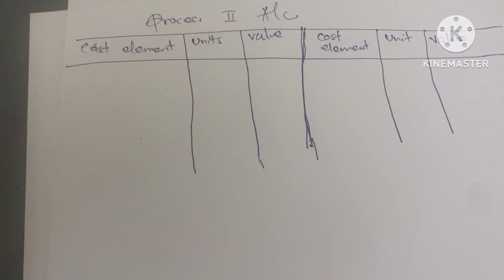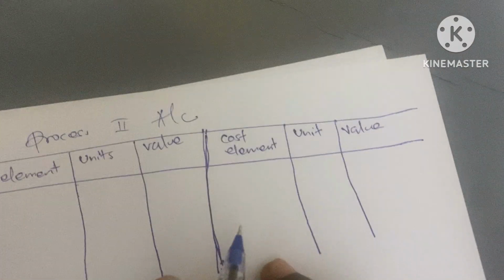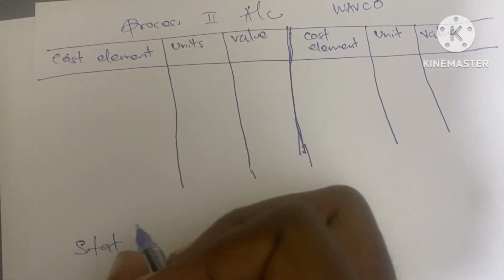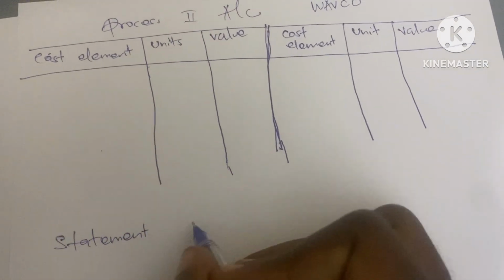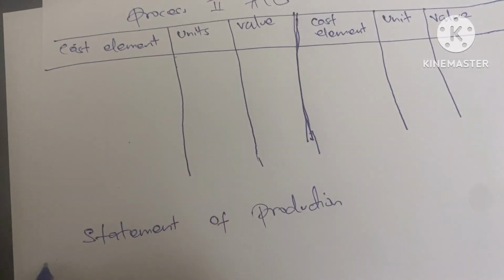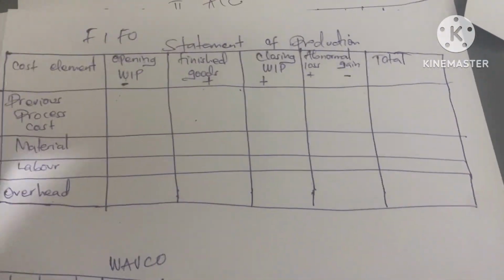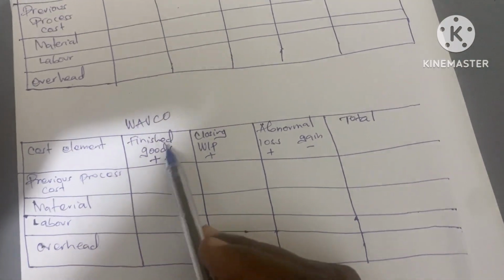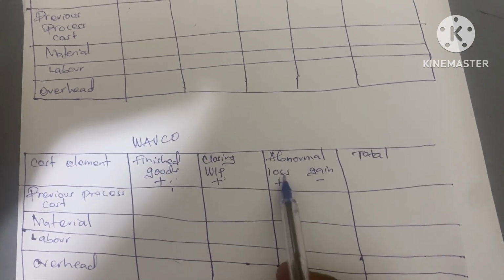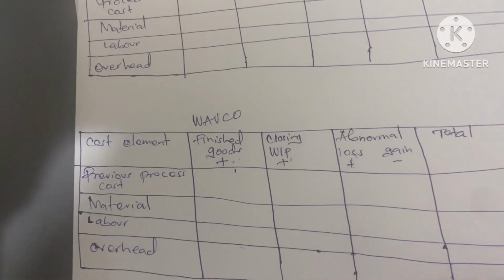Then we go to the statement of production. Remember, we are using the WAVCO method, weighted average cost. So statement of production. In our first video for process costing, we saw the formatting. This is the formatting. Finished goods, we add closing work in progress. Then if there is an abnormal gain or loss, we add a loss, we subtract a gain, then we get the total. So this is the formatting.